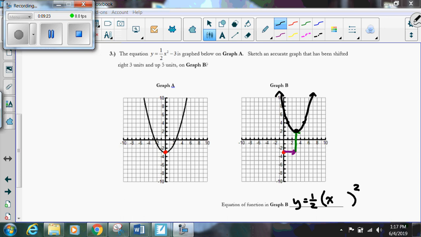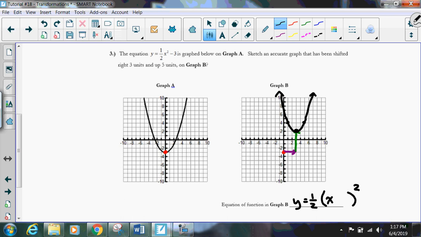Okay, somehow the screen had messed up. So hopefully we're right back where we started from, where our pattern didn't change, so we wrote y equals 1/2, but we did have a shift. We shifted 3 to the right, so I'm going to write that as x minus 3, and we also shifted up.